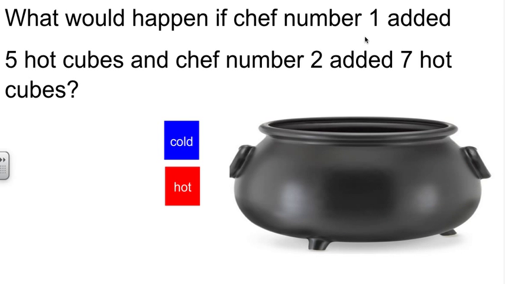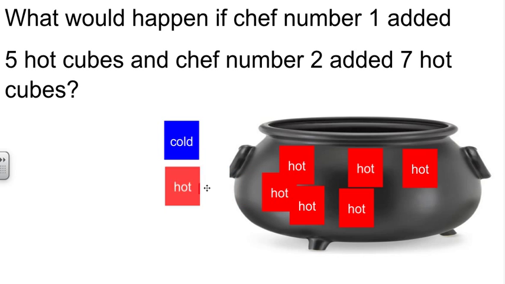What would happen if chef number 1 walked in and said, "This soup is not right. In order to make this soup right, we need to add 5 hot cubes." So chef number 1 came in and he added 5 hot cubes. Altogether, what would happen? Well, this would be 5 degrees hotter. However, chef number 2 walked in and said, "No, you have it all wrong. We need to add in 7 more hot cubes." So he added in 7 more.